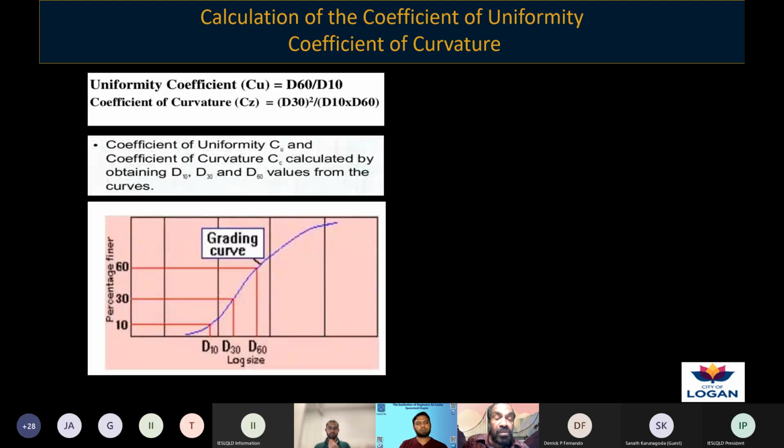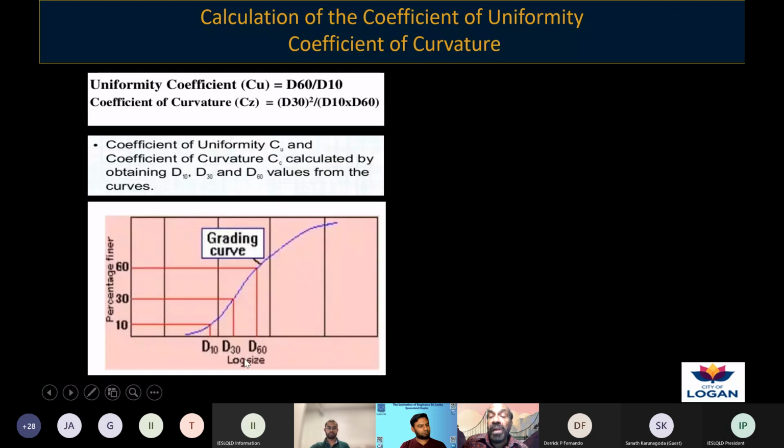And now you can see the coefficient of curvature. This is a soil mechanics touch base. I don't want to describe it here. As you can see, this is the curvature line. D10, D30, and D60 are percentages passing, plotted down the line, and then you get D10, D30, D60.